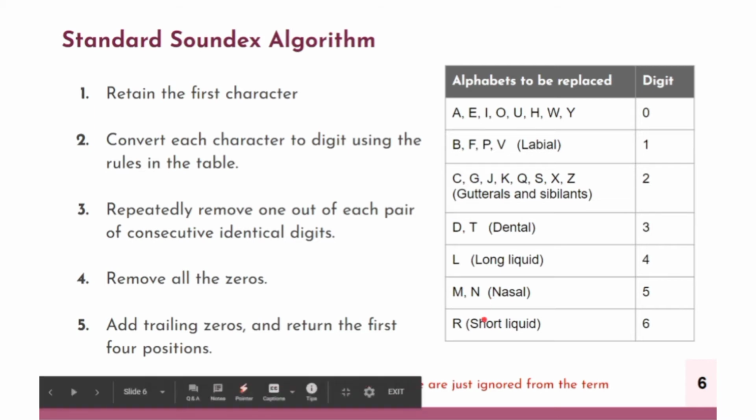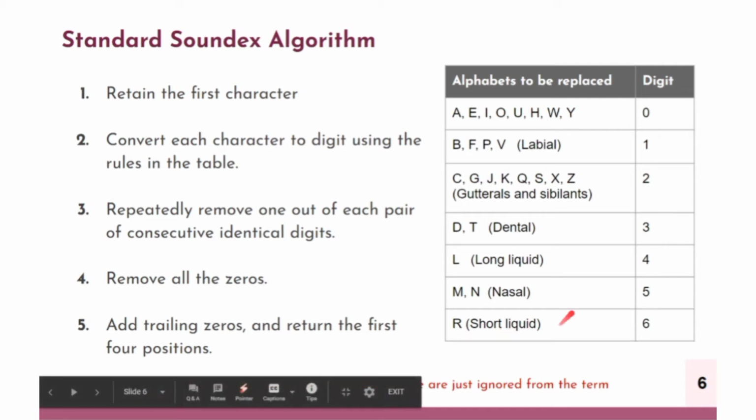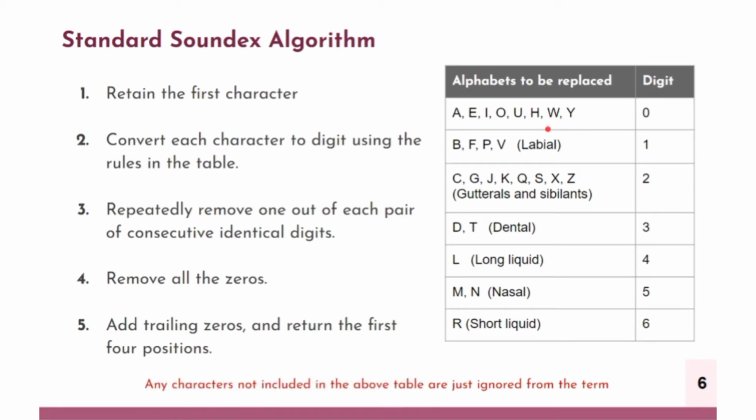And then coming to R, R is described as short liquid. Short liquid basically means a short interaction with your tongue, the sound that is produced with a short interaction of your tongue. So this is basically how all the alphabets are categorized on the basis of the way they are pronounced, the way their sounds are produced.